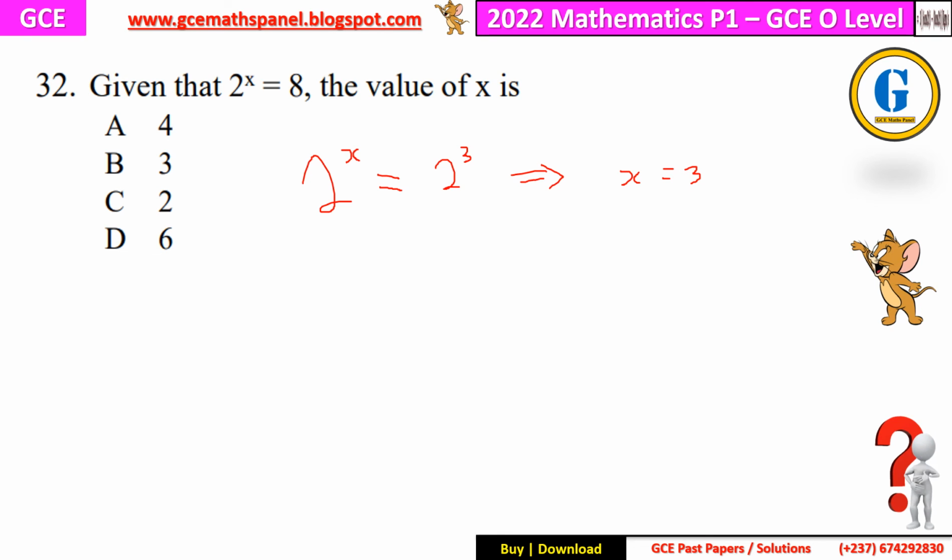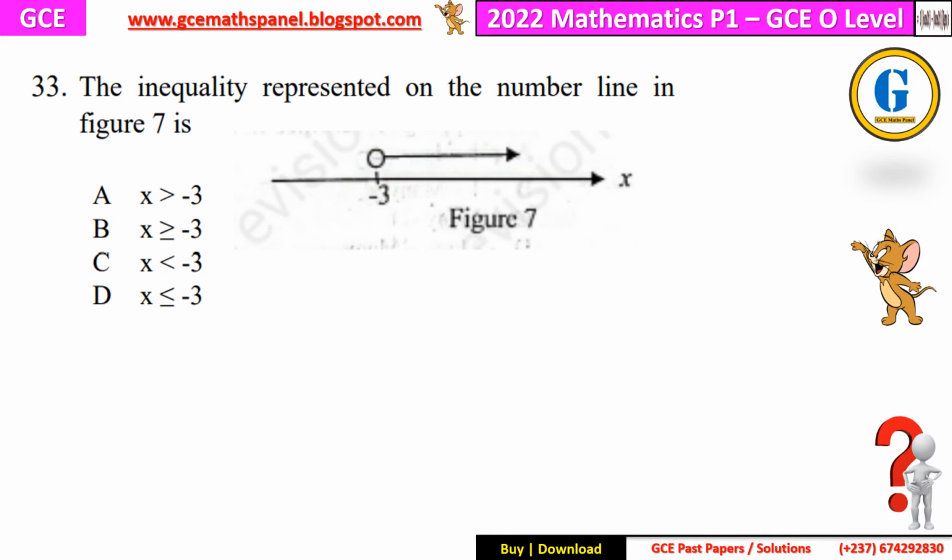All right, question 33. The inequality represented on the number line in figure 7 is, now first of all, the circle here is not shaded, so the boundaries are not included. So you cannot take this one. And secondly, the arrow is pointing to the right, so it's greater than. So the key is A, is greater than.